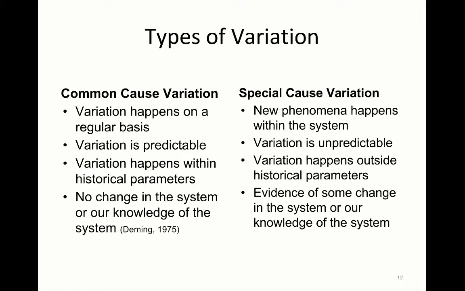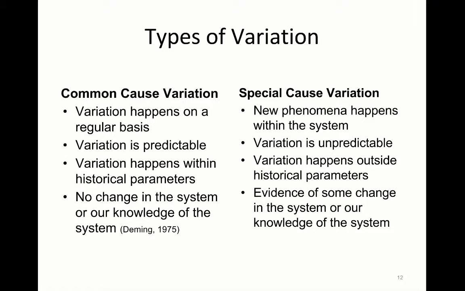Let's use the timeliness of buses as an example. Buses don't come at the exact same time every day. They show up some minutes in advance or delayed, depending on traffic and weather conditions. There is variation in the time of arrival, but it is always predictable, and it happens within historical parameters. This variation does not signify change in the system. Someone waiting in the bus stop would say, "Usual delay."